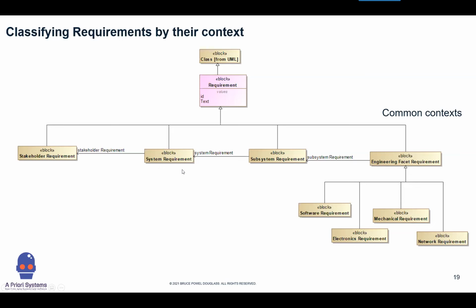So system requirements are about what a system must do. And a stakeholder need is about what that stakeholder needs. Those are not the same thing, I want to point out. And then there's subsystem requirements, which you get system requirements typically decomposed and allocated into subsystems. And then you've got, as I mentioned before, engineering facet requirements like software, electronics, mechanical, and so on. So it's another way to classify requirements.